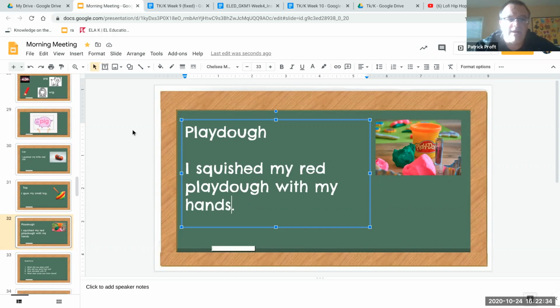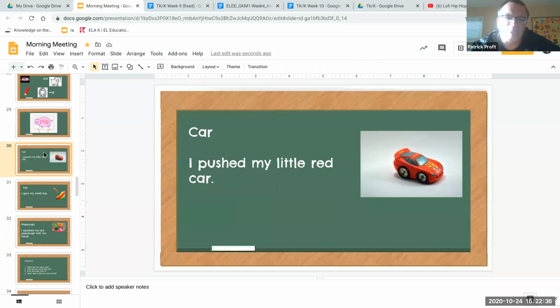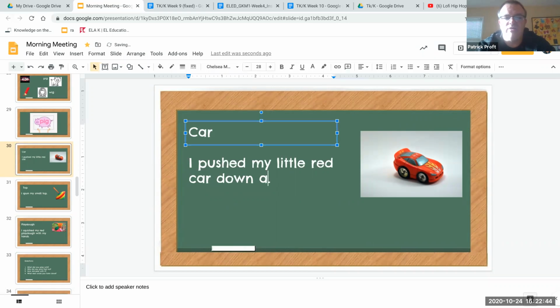And if we went back to my car, I pushed my little red car. Yeah, that's pretty good. Or I could say, I pushed my little red car down a hill. So that describes even more about what I did. It's adding more detail to my writing.